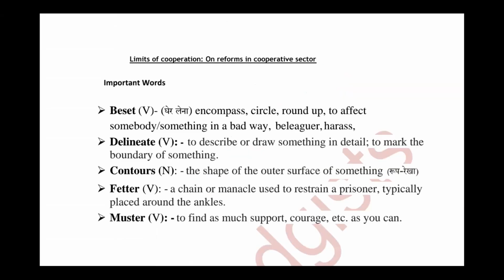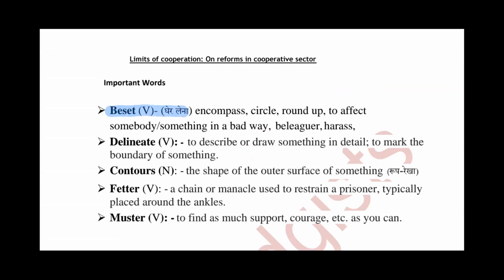So the first one is beset. It is a verb. तो इसका मतलब क्या है? घेर लेना. To encompass, circle, round off, to affect. The second meaning is to trouble someone or something persistently. The synonyms for beset are attack, torment, torture, trouble, और antonyms हैं liberate, abandon.